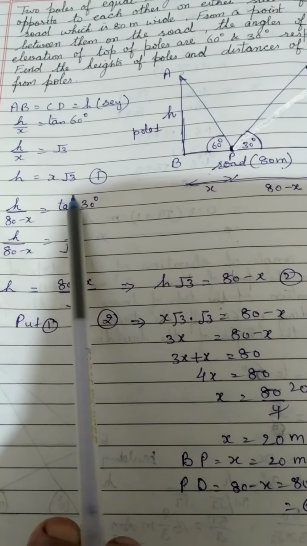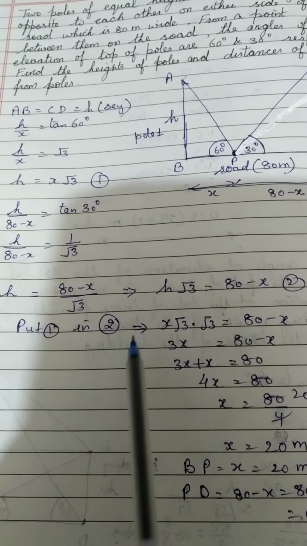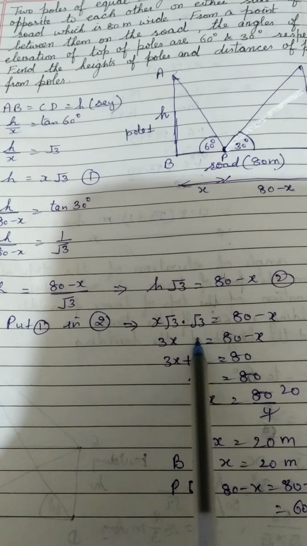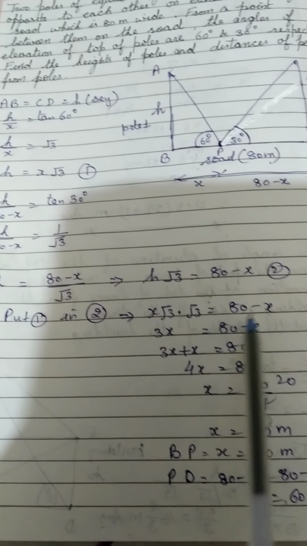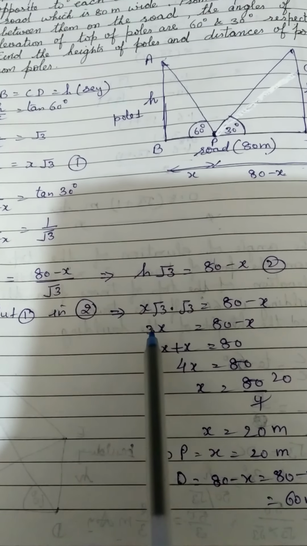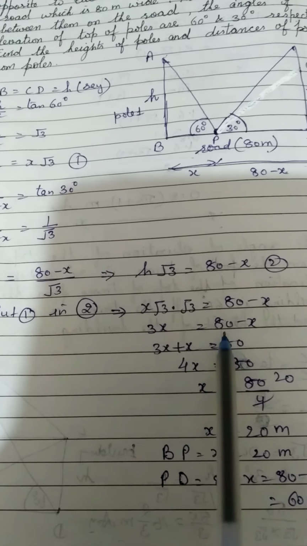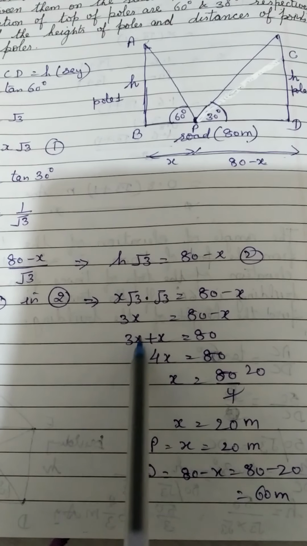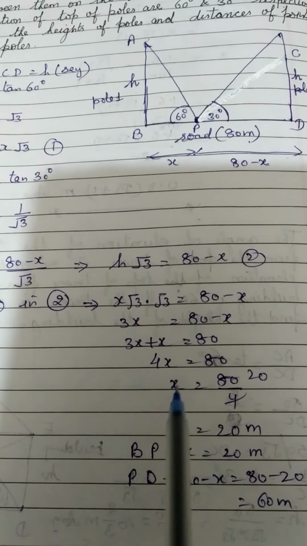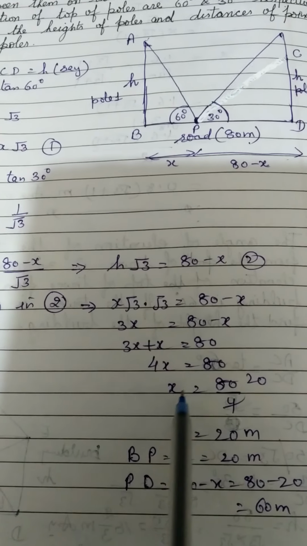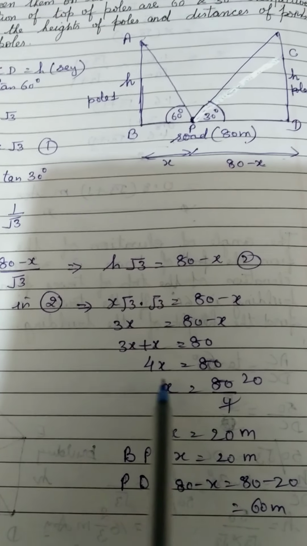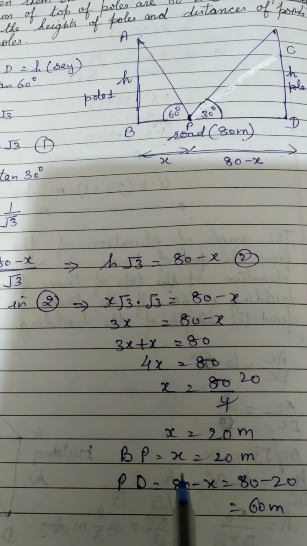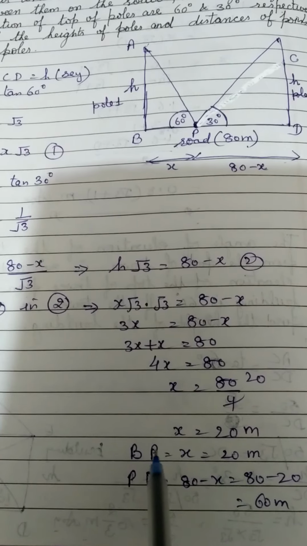Now we know that H is equal to X root 3. Then we put the value of H, X root 3 into square root 3, is equal to 80 minus X. Square root 3 into square root 3 is 3. 3x is equal to 80 minus X. We have brought minus X to the left. 3x plus X is equal to 80. 4x is equal to 80. X is equal to 80 by 4. We bring 4 to the right side. 80 by 4, on cancelling, becomes 20. X is equal to 20 meter.